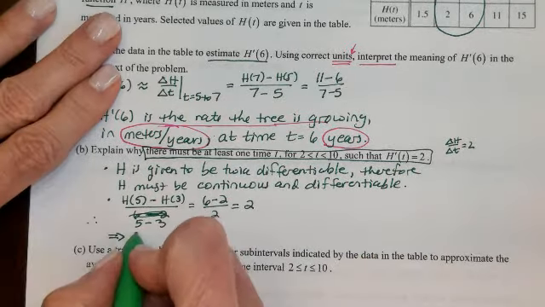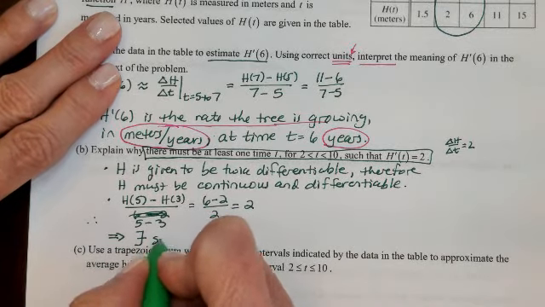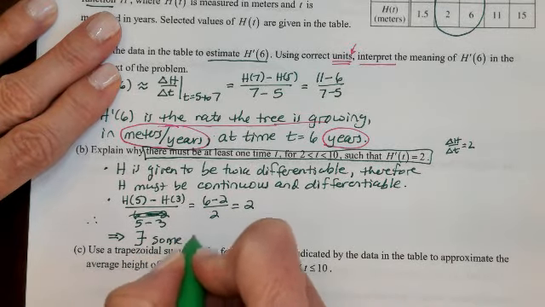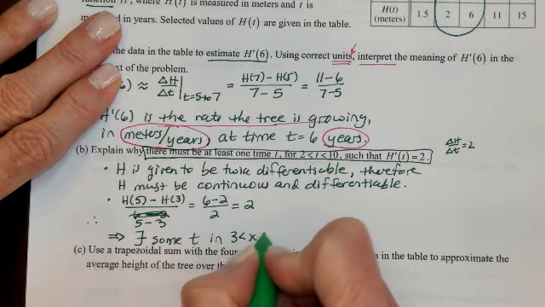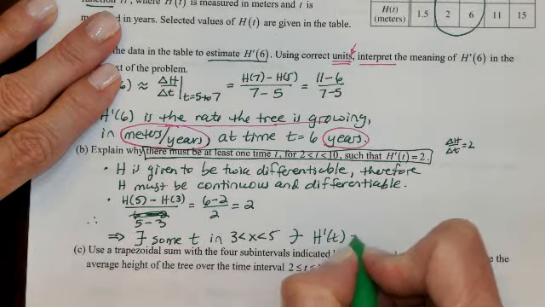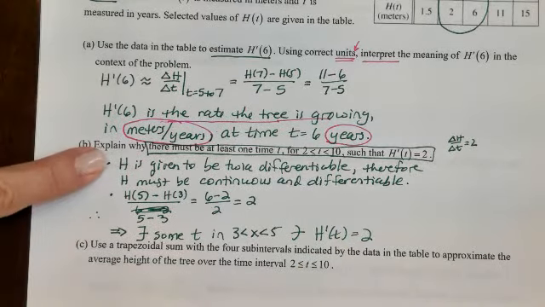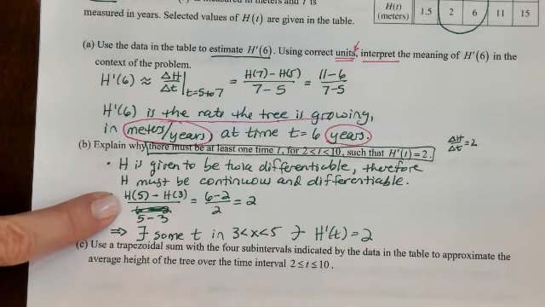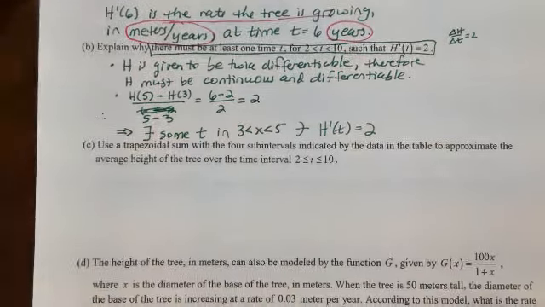I'm going to write it using my little symbol. So there exists some t in 3 to 5 such that h prime of t is equal to 2. Condition, and then there's the meat of the problem, delta h over delta t is equal to 2, and then your statement, right? Okay, part C.